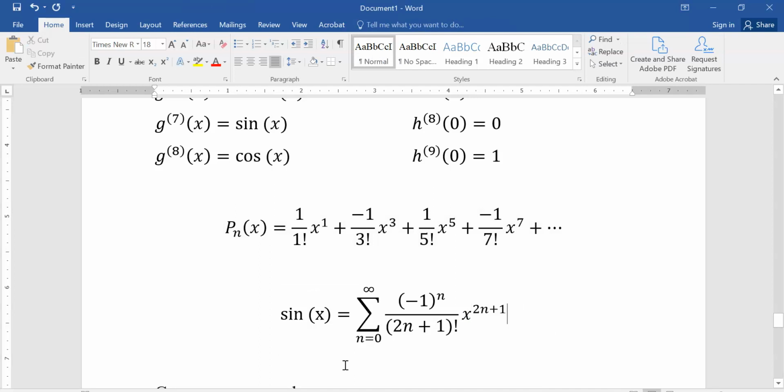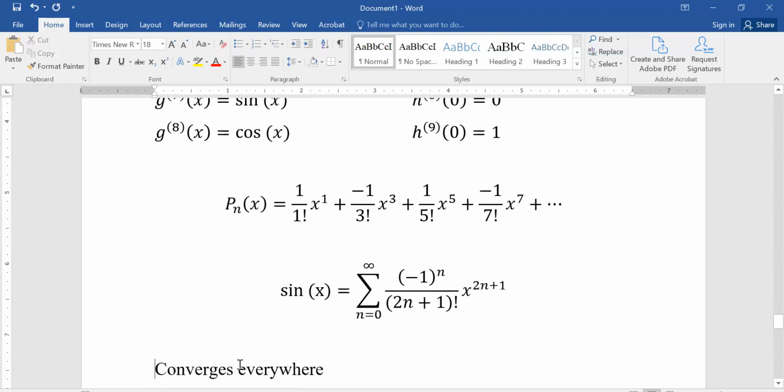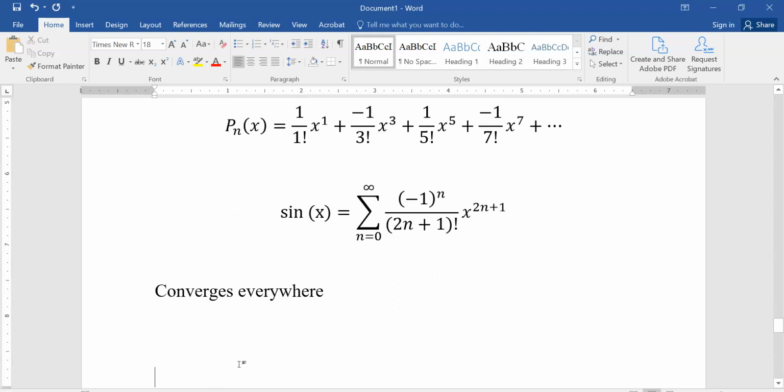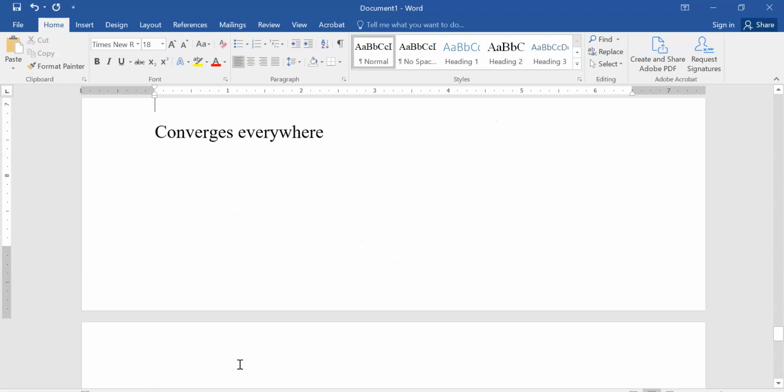So that's how you can deal with sine and get an infinite series, or I should say a power series, which is a Maclaurin series, which is a Taylor series for sine of x. And by the way, once again, this factorial growth is going to dominate, so this is still going to converge everywhere, right? So there we go.